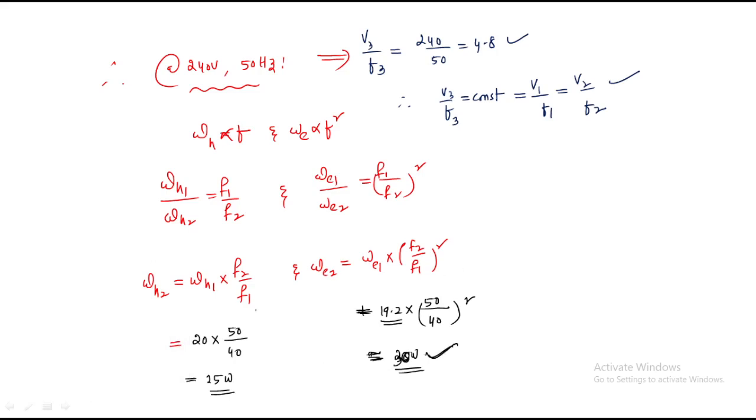You can consider F1 value as 40. This is the value of WH1 at 40 only. That's why if F1 is 40, WH1 is 20. Or if you consider F1 as 60, you have to calculate the hysteresis and eddy current loss at F1 60 Hz. Like that, you have to calculate hysteresis and eddy current losses for different cases.